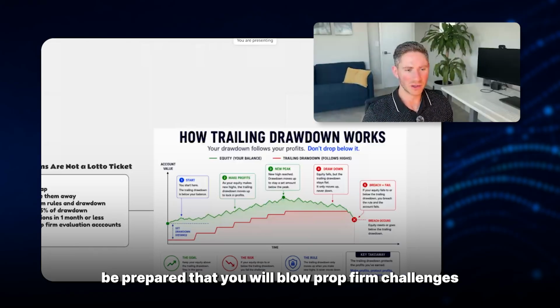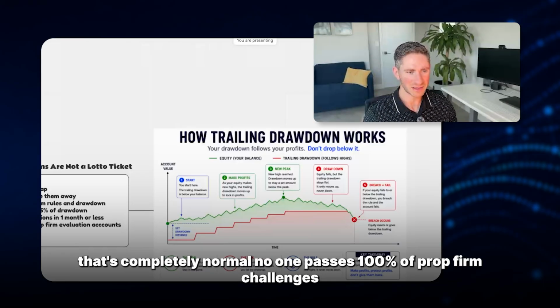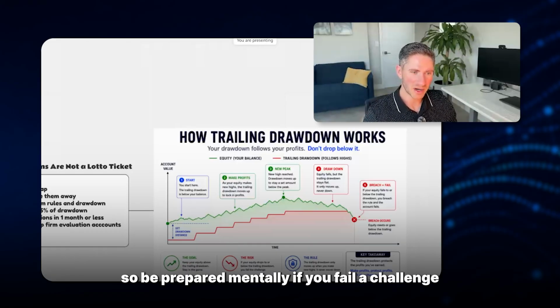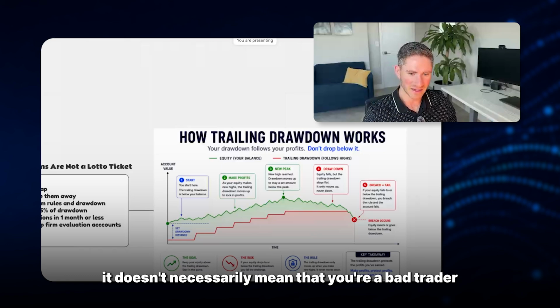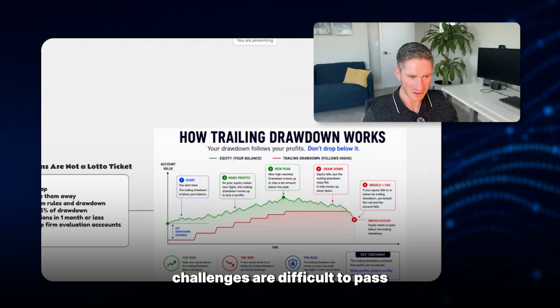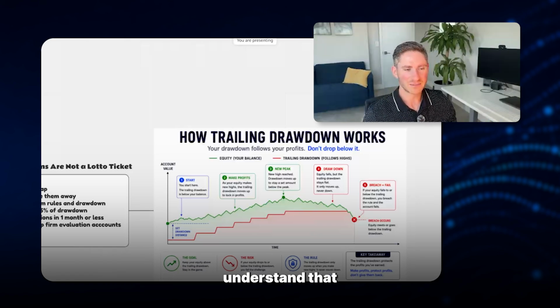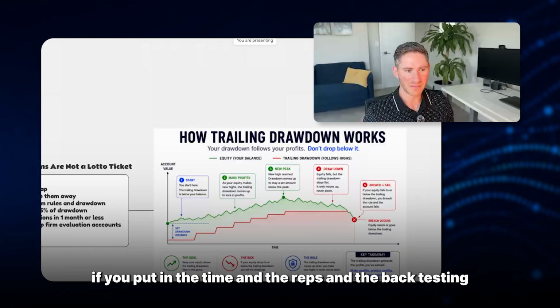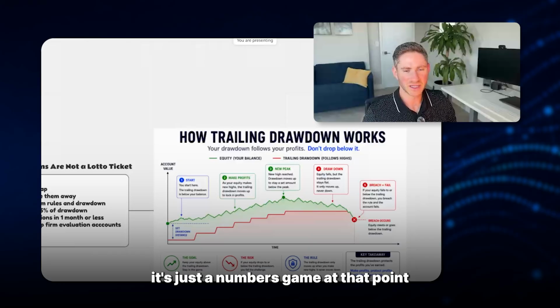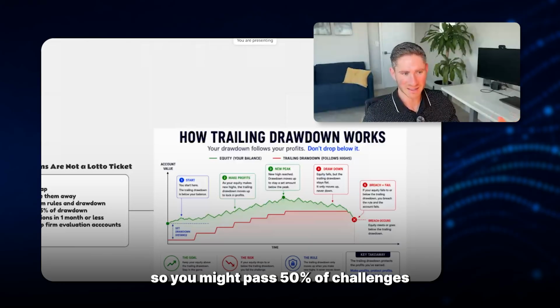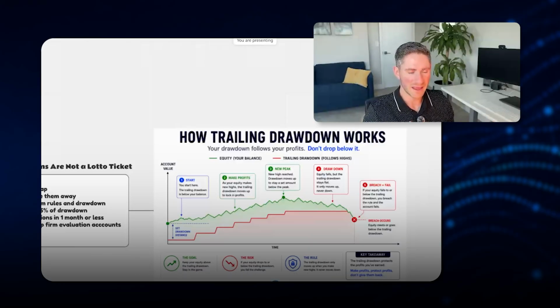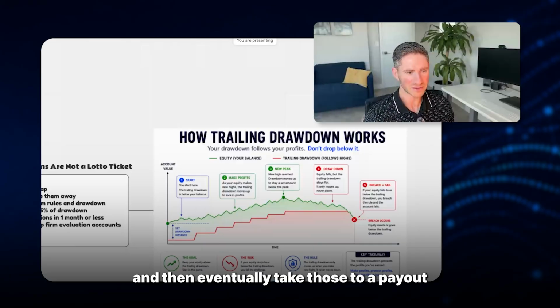Be prepared that you will blow prop firm challenges. That's completely normal. No one passes 100% of prop firm challenges. So be prepared mentally. If you fail a challenge, it doesn't necessarily mean that you're a bad trader. Challenges are difficult to pass. And understand that if you put in the time and the reps and the back testing and you understand your consistency and your strategy, it's just a numbers game at that point. So you might pass 50% of challenges and then eventually take those to a payout.